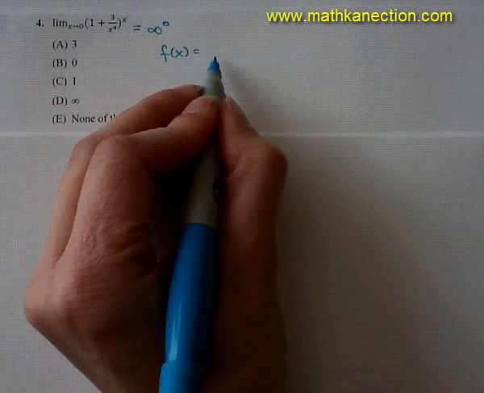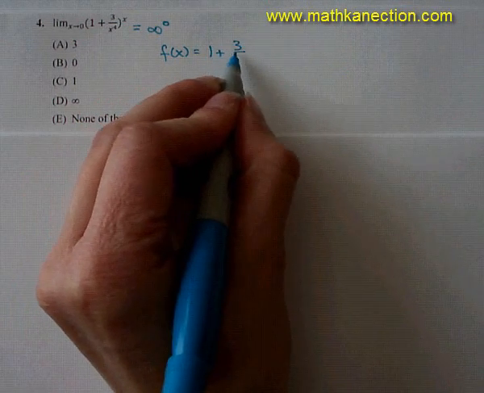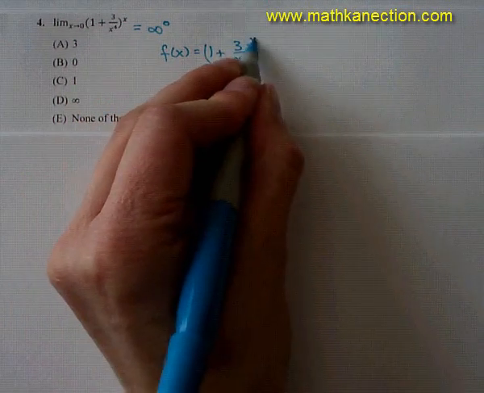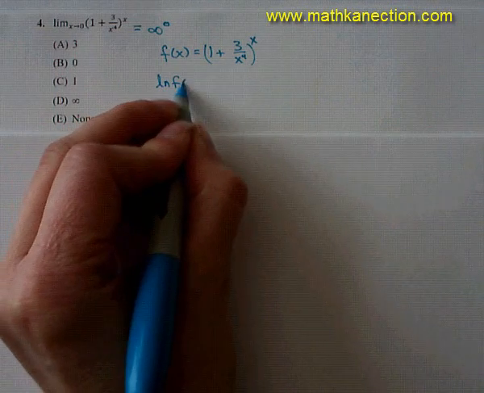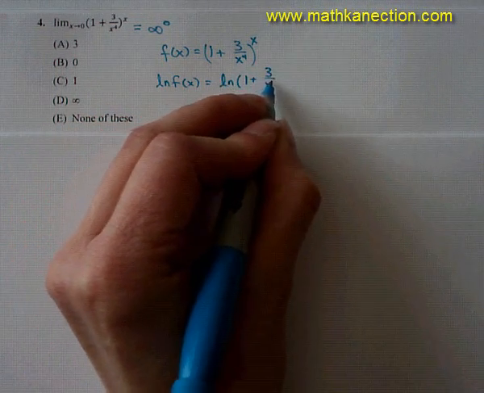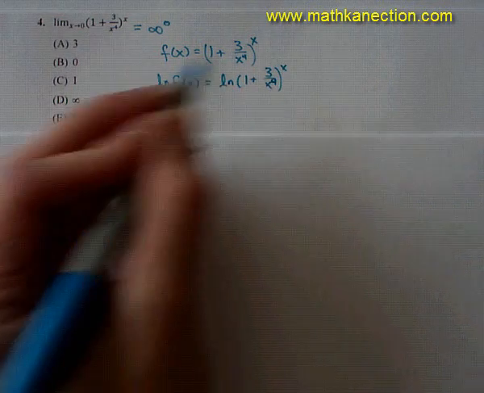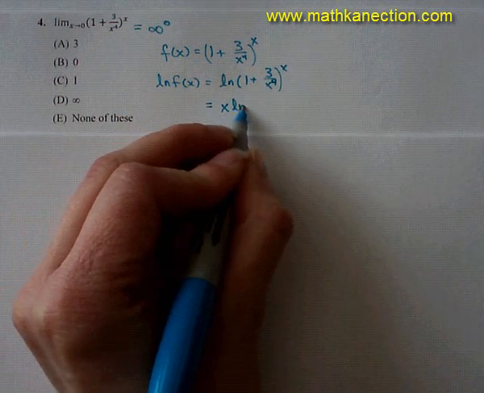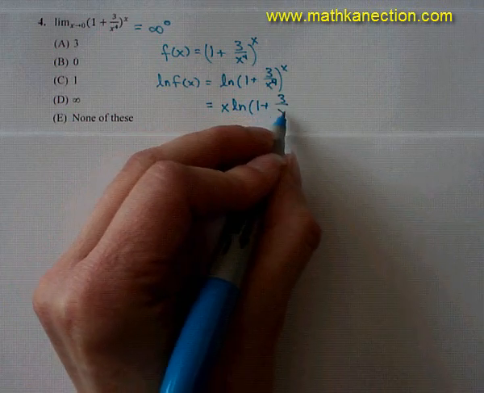The last example, we have infinity to the 0. So we're going to let f of x be equal to the function 1 plus 3 over x to the 4th, to the x. Taking the natural log of the function, we can then move that x that's in the exponent into the front as a coefficient. So we have x natural log of 1 plus 3 over x to the 4th.